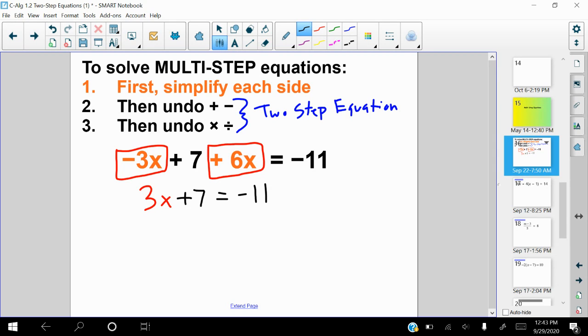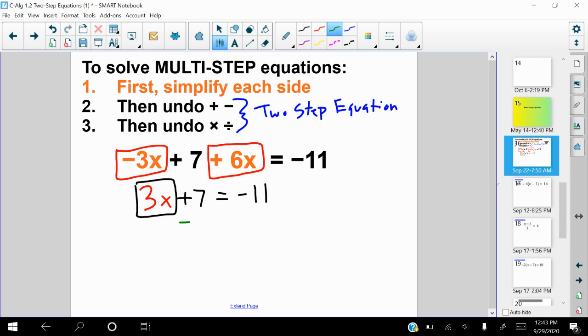Well, I can't combine 3x and 7. Those are not like terms. Negative 11 is all by its lonesome, so there's nothing to simplify over there. So now we have a two-step equation, which is perfect. So the first thing we want to do is box in that term with the variable, just like we did for two-step. That way I know I'm not touching that 3x until it's all alone on its own side of the equal sign. I have that plus 7.